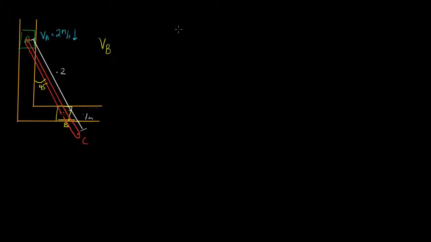Well, we can start by using this equation we have for relative velocity. So the velocity equation is the velocity of B is equal to the velocity of A plus the angular velocity of this rod AB crossed with the position vector from B to A. So B with respect to A.